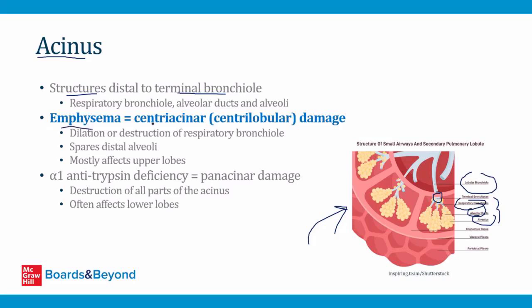In emphysema, what you get is centroacinar or centrolobular damage. This means dilation or destruction of the respiratory bronchioles. Usually the distal alveoli are spared.